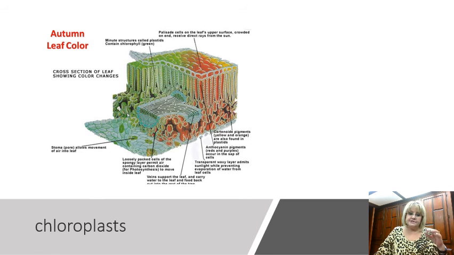And your carotenoid pigments are your yellows and oranges that are also found in the plastids. And your anthocyanin pigments are your reds and purples that occur in the sap of the cells. And there is also a transparent waxy layer that admits sunlight while preventing evaporation of water from the leaf cells down there on the bottom, which of course the stomata will come into play there too for the openings.